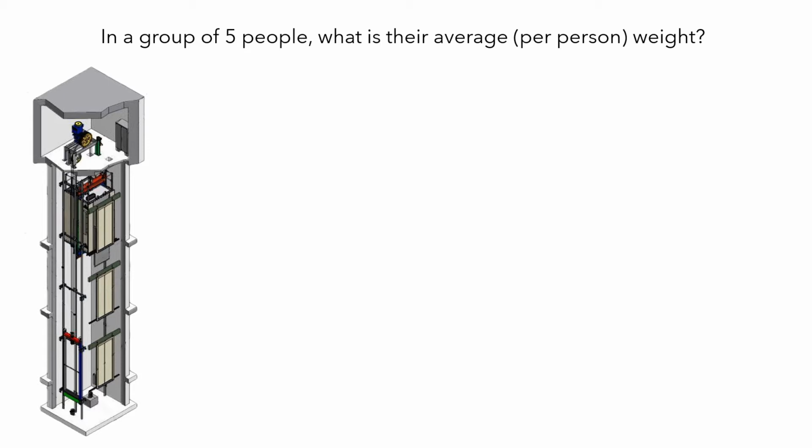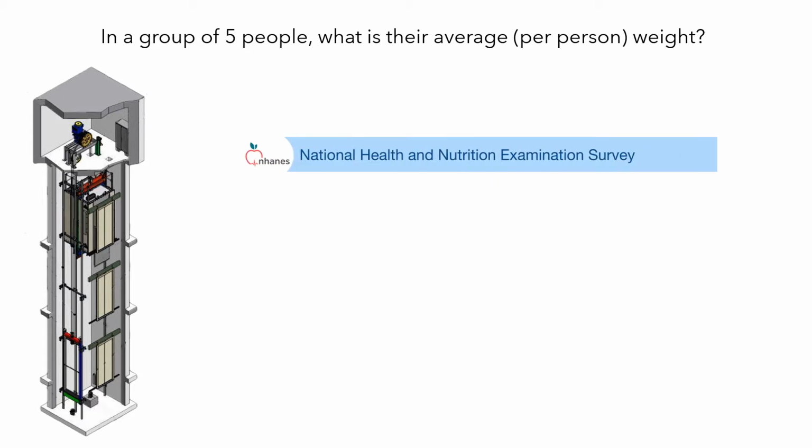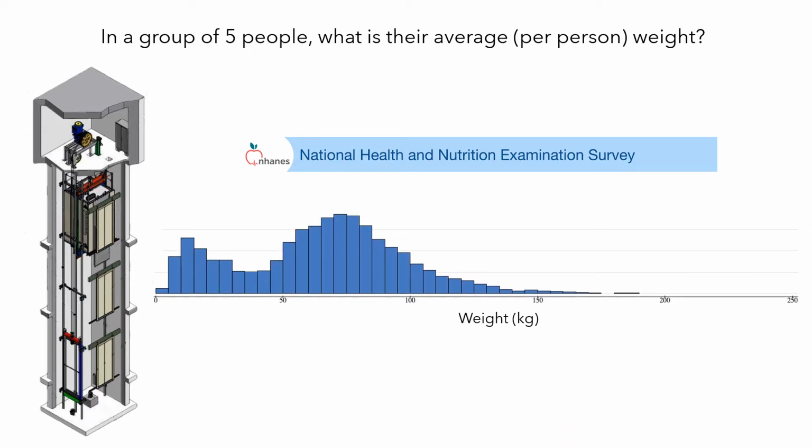person weight? To investigate this, you download some data from the National Health and Nutrition Examination Survey, which is conducted by the Centers for Disease Control and Prevention. They get a nationally representative sample of people and measure, among other things, their weight. So here is a histogram of the weights of the people in the sample. This distribution has a mean of 65.14 kilograms and a standard deviation of 32.89 kilograms. However, the distribution is bimodal and highly skewed to the right.